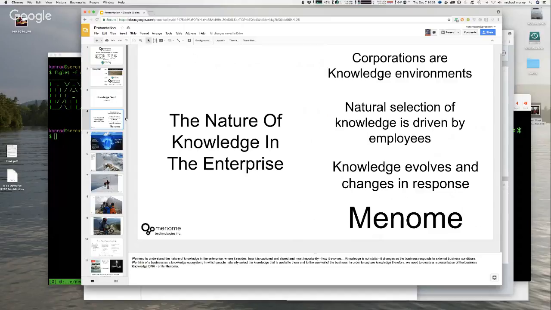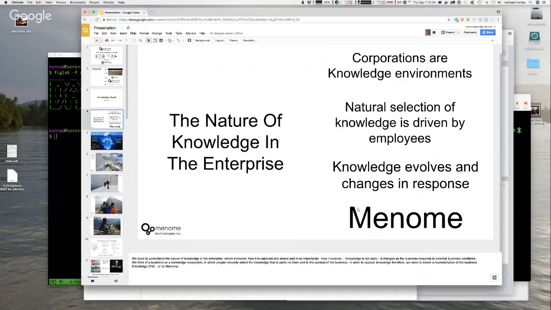The way we think about it, and the way the term Meenome came about, was recognizing that corporations are essentially knowledge environments. People inside of corporations naturally select the knowledge that is useful to them to get their jobs done. So knowledge evolves inside of enterprises and changes in response to changing business conditions, as people say, this bit of knowledge is quite useful for me, this bit is useful for me, this bit may not be. Knowledge evolves and changes, and it's constantly in flux.